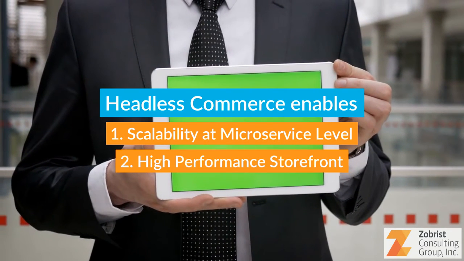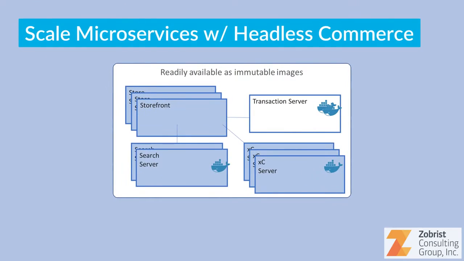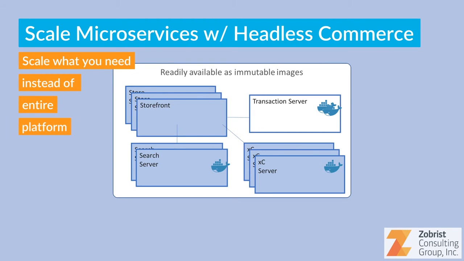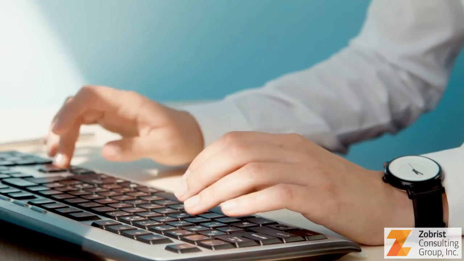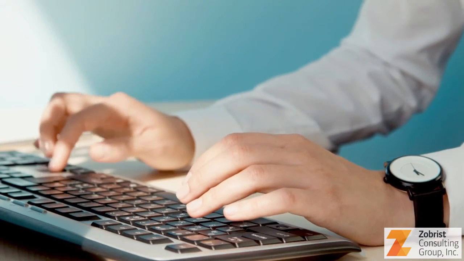Let's look at each of these opportunities. Scaling at a microservice level means that you can scale what you need instead of scaling the entire platform. For example, if you need to handle more traffic, you can scale your storefront, your search server, your XC server without scaling your transaction server because you have less demand on checkout. The second benefit of headless commerce is that you can hook it up to a high-performance storefront.